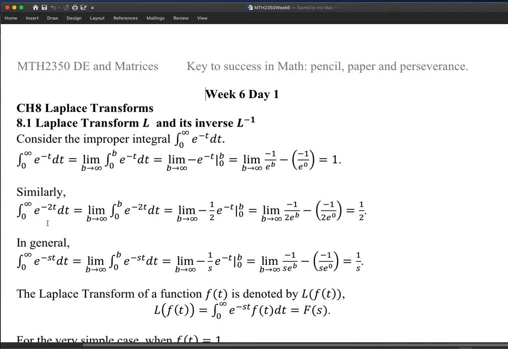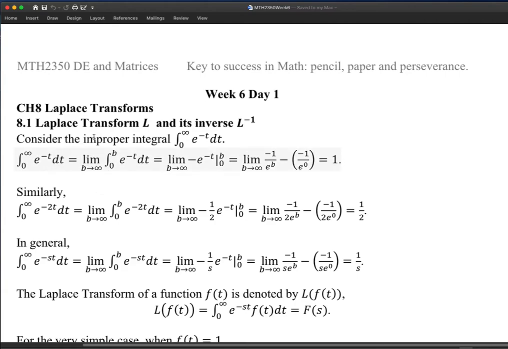And hopefully you can give it a try: e to the negative 3t, you're going to get 1 over 3. E to the negative 4t, you're going to get 1 over 4. So in general, if we consider the improper integral of e to the negative st, where 1, 2, 3 are being replaced with s, and let's assume s is positive, in the end we figured out the integral is 1 over s. That is a discussion of improper integrals.